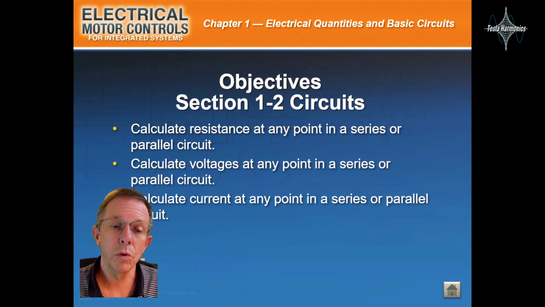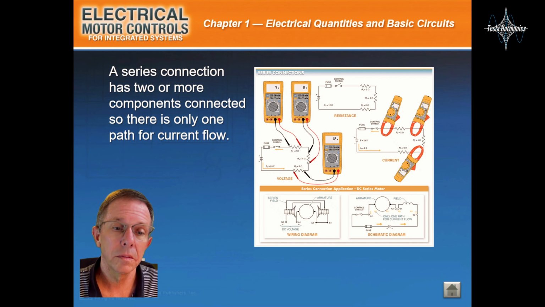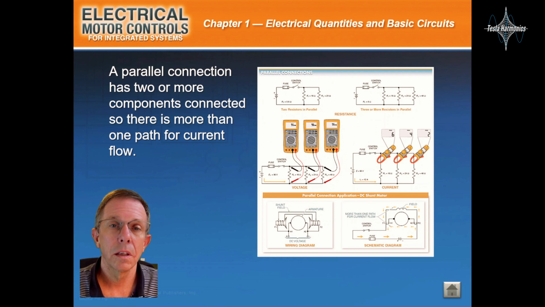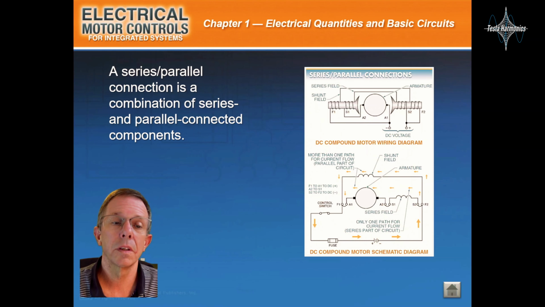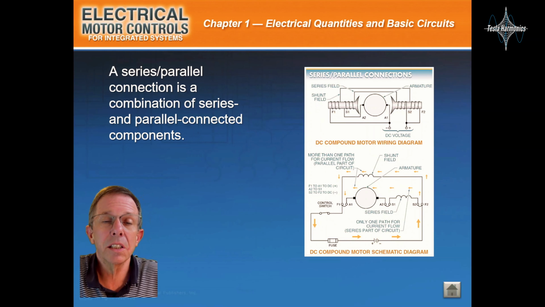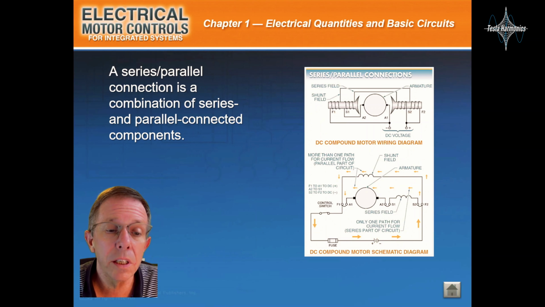This will be section 1.2, circuits. A series connection has 2 or more components connected so there is only one path for current flow. A parallel connection has 2 or more components connected so there is more than one path for current flow. A series-parallel connection is a combination of series and parallel connected components.